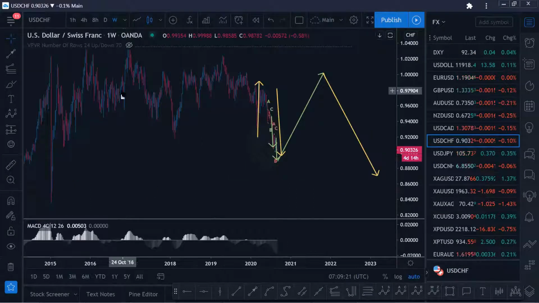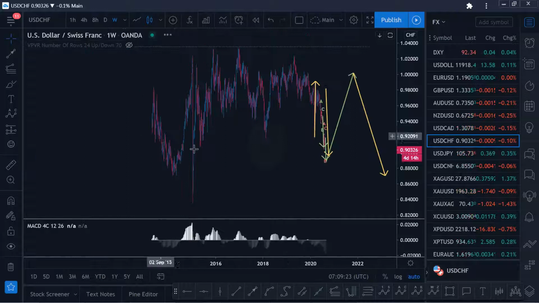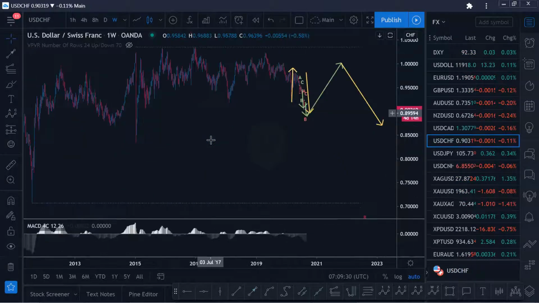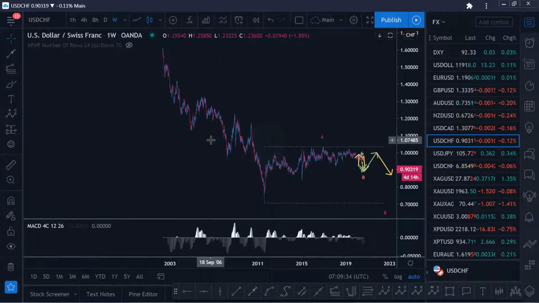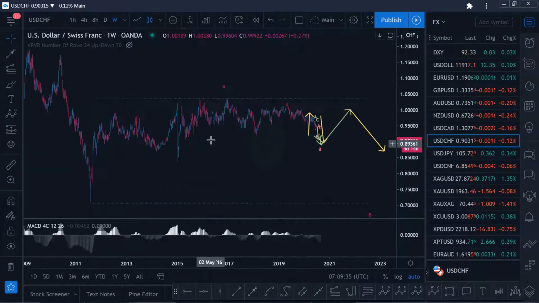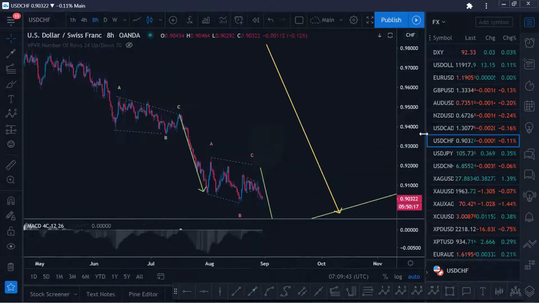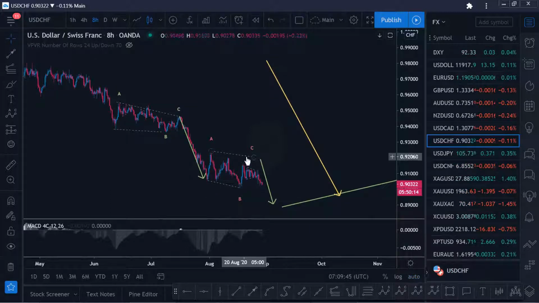US dollar Swiss, as you can see, the higher time frames are a complete mess. Our best guess is this is the structure we're looking at, and we're in a B wave. So we're really going to take some time for this to play out and to get a clearer picture of where we're headed in the longer term. Shorter term, it looks to me like we are heading lower.